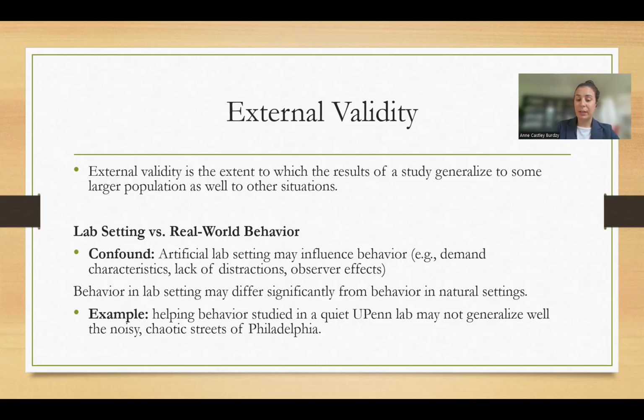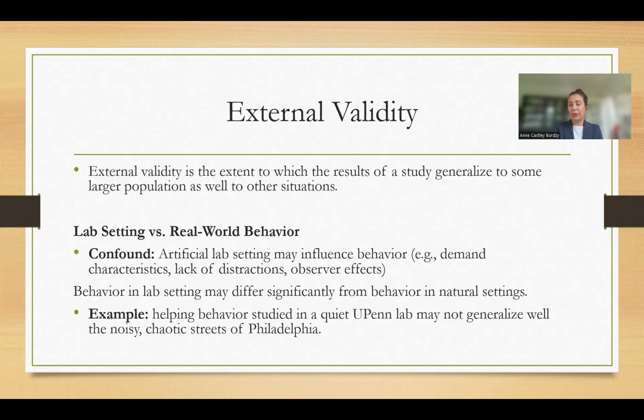An example I would like to give: maybe you're doing research on helping behavior, and you're studying it in a very quiet UPenn lab. You might see really high levels of helping behavior given the circumstances. But this might not generalize well to the chaotic streets of Philadelphia. If a student steps out of that lab, is that helping behavior going to generalize? Is there going to be good external validity there?